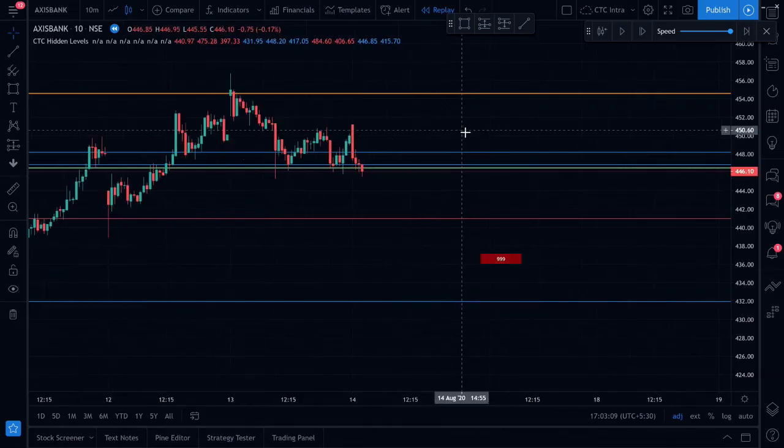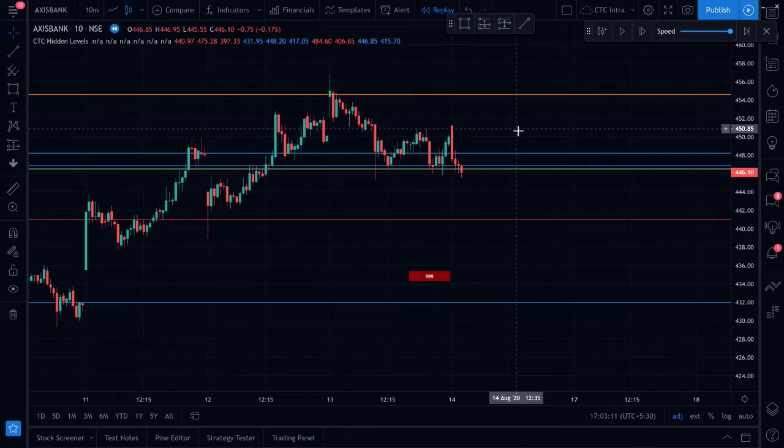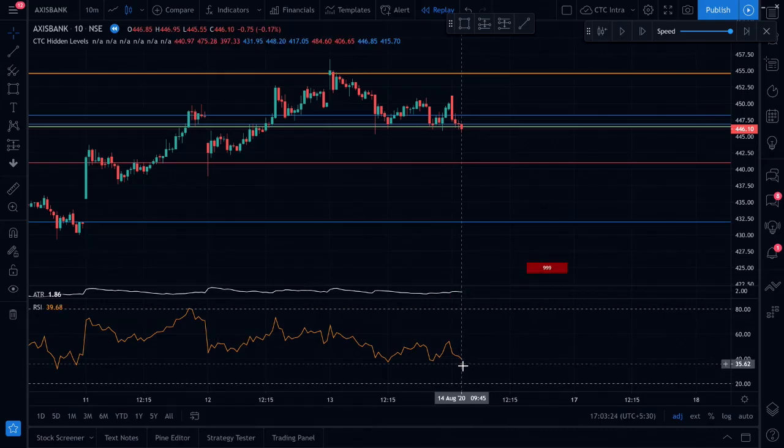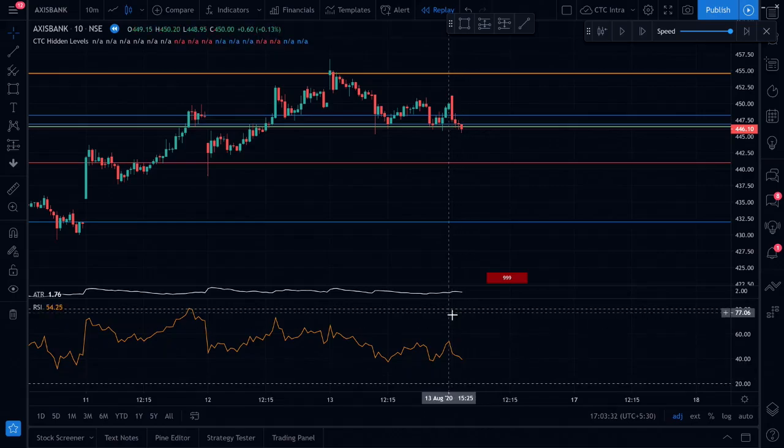Now how do we take this trade? First of all you need to check RSI. The RSI should not be below 20. It should not be below this line. We have already set these 20/80 levels. So the RSI is fine, it is at 40.